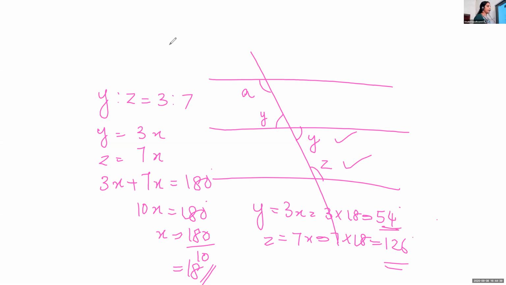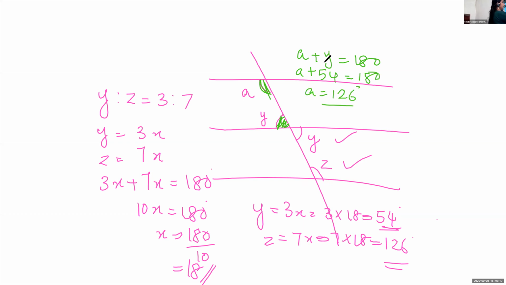But we have to find A. Any other method to find A? There are a lot of methods. Listen children, when you add A plus Y, how much will you get? 180. So one method is like this. A plus Y equal to 180. Y, you know, is 54. So A equal to 126.